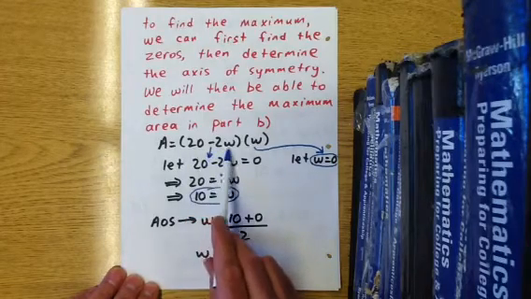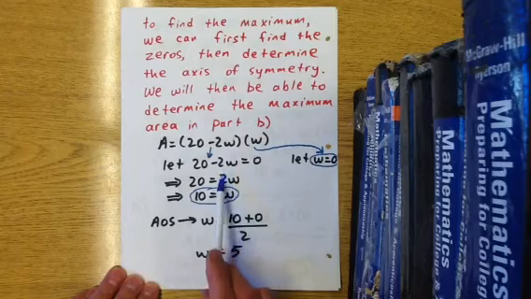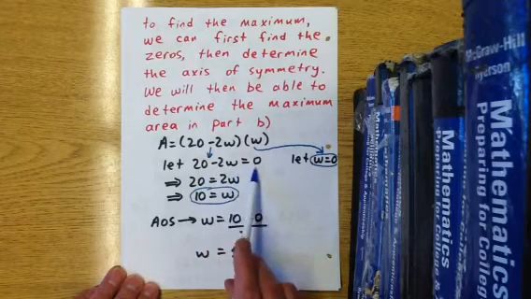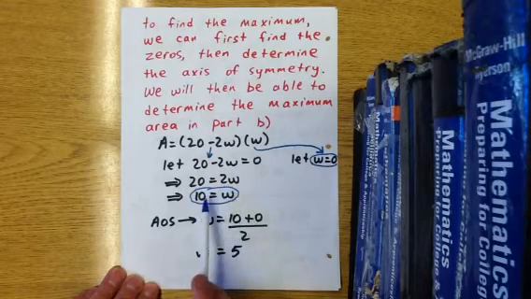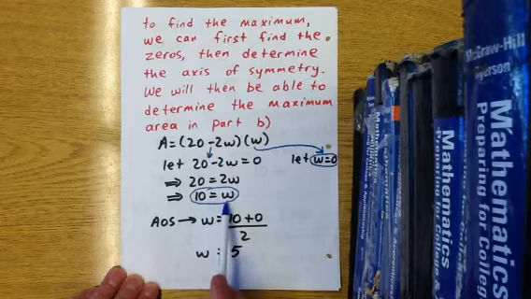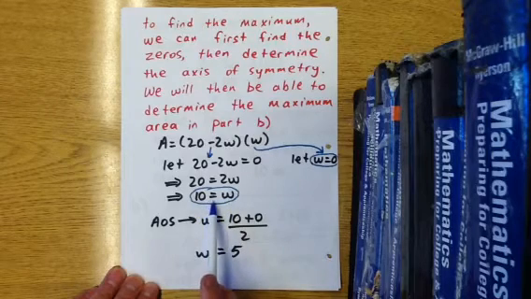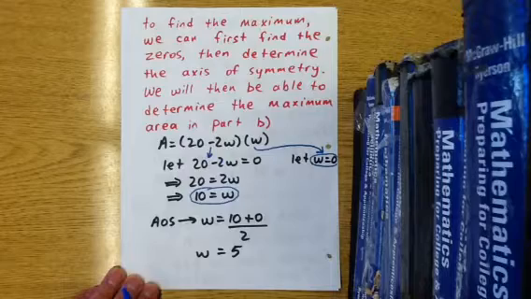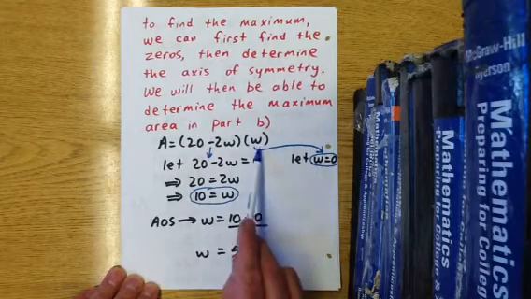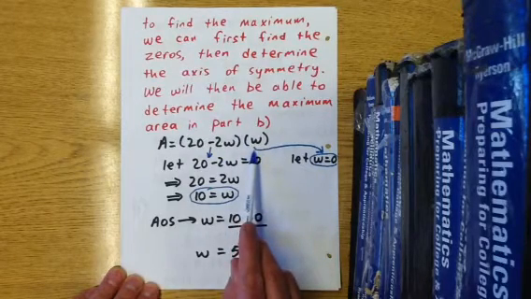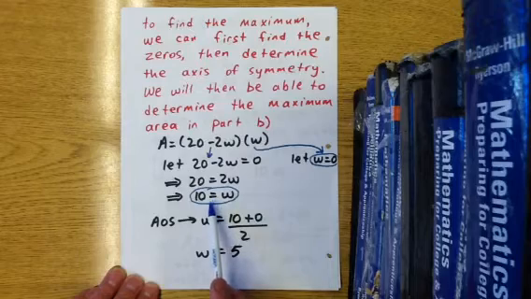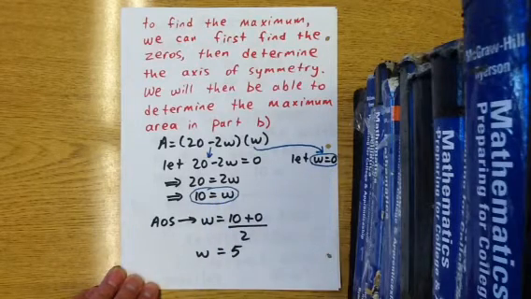So what we do is we let this first factor equal 0. That means 20 minus 2W equals 0, which means 20 is equal to 2W, which means 10 is equal to W. W has a value of 10 to make this factor equal 0. Well, W has a value of 0 to make the other factor equal 0. So we have zeros at W equals 10 and W equals 0.